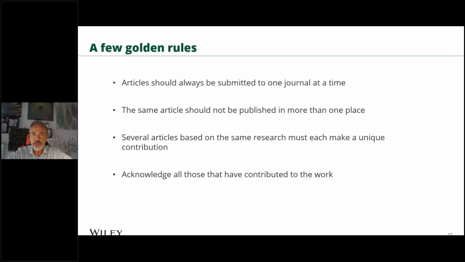First of all, articles should always be submitted to one journal at a time. And the same article should not be published in more than one place. Several articles based on the same research must each make a unique contribution. And as I told you before, it is very important that you acknowledge all the people that have contributed to your work. It is unethical not to mention someone who has contributed. So when you publish your manuscript, carry out a complete analysis of the literature, search all databases, and screen for all the literature produced so far, in order to avoid missing out on citing a work that has already been published and that could contribute to your publication.